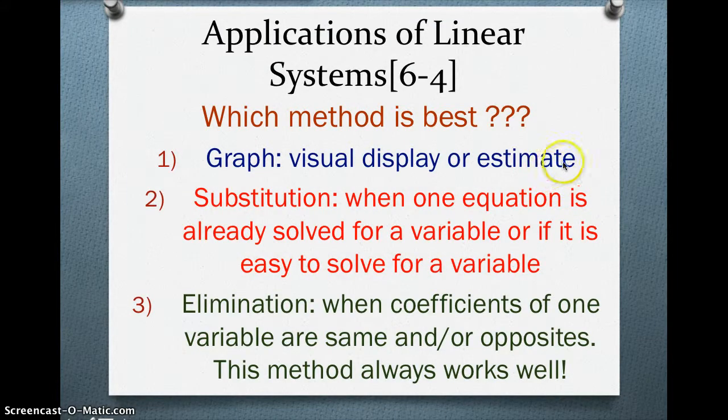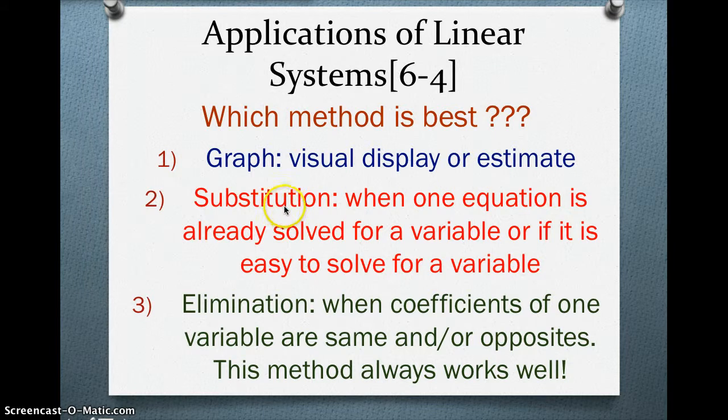Applications of linear systems. This is lesson 6-4. We're going to do actually 2 word problems, and we have to try to figure out which method is the best method to use out of the 3 that you have learned. Graphically is a great visual display. Sometimes, though, you have to actually do an estimate because the lines that you graph don't always intersect at exact points. So even though graphically is nice because visually it looks good, sometimes it takes longer and sometimes it doesn't give you an exact answer.